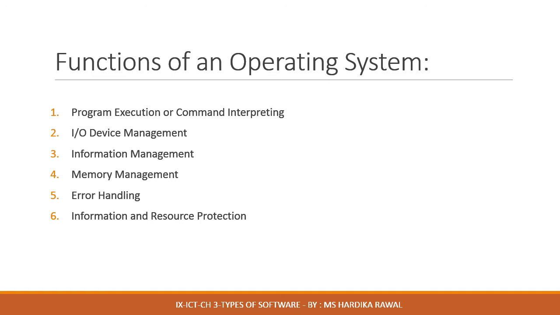Next is processor management. The operating system manages the division of the program so that it runs on more than one processor at a time. It switches between different processes 1,000 times in a second. Next is input-output device management. Allocation and deallocation of all input and output devices are done by the operating system. It controls the working of all the devices or peripherals connected to your computer.